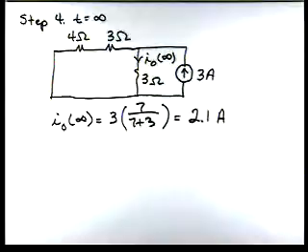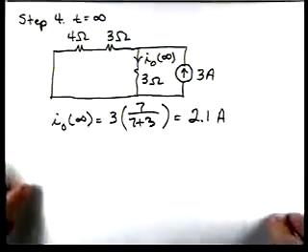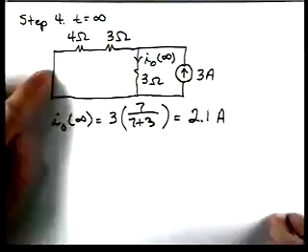Now, step 5 says find the time constant. And for an RL circuit, remember our time constant is L over R Thevenin. We want to find the Thevenin resistance seen by the inductor. Now remember, the inductor is at this part of the circuit. So let's draw the circuit for calculating tau.